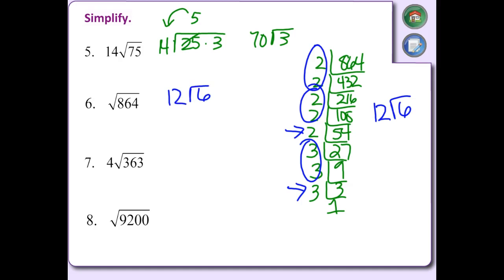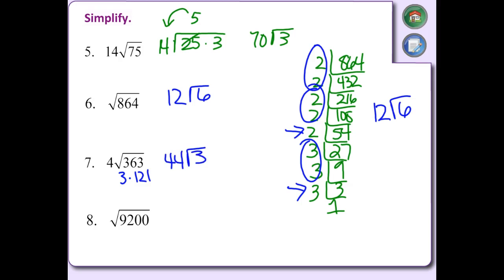If we look at number 7, well, when I look at number 7, I know that 3 goes into there, so I'm going to make this 3 times 121. 121 is my perfect square. The square root of 121 is 11. 11 times 4 is 44 root 3.